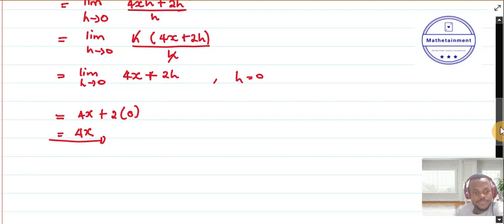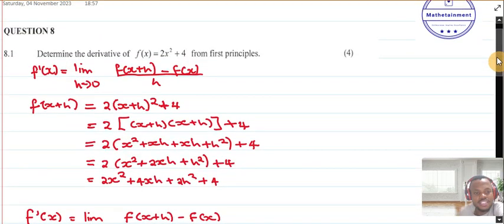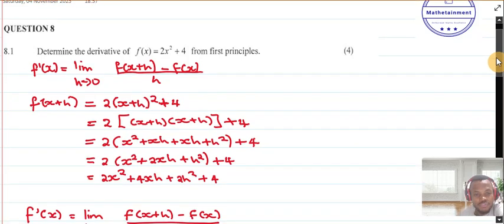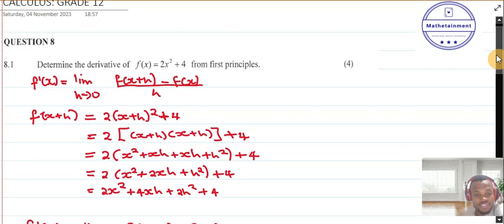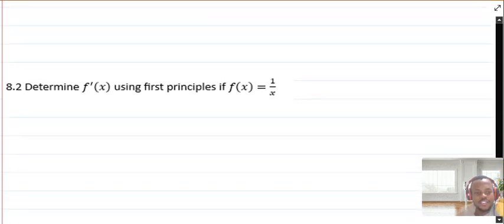All right. So this is the solution of f prime from the first principle of this f at x. Moving forward, here we are required to determine f prime x using first principle if f at x is equal to 1 over x. How do we solve this one?